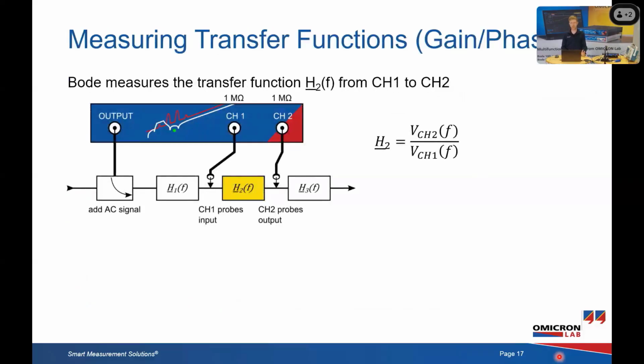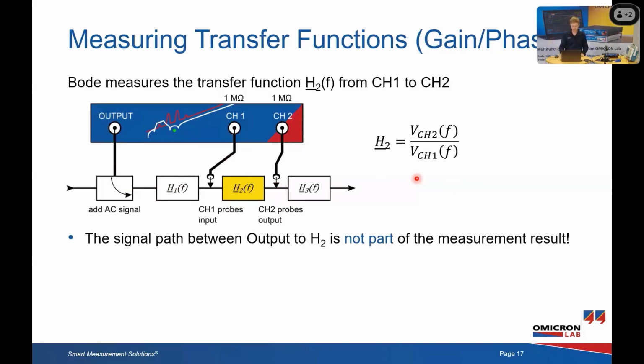Now, how does that measurement of a transfer function really work? That's quite easy. We have our Bode analyzer that generates a sine wave. We somehow inject that sine wave into the system. It runs through the system, and then let's assume we want to measure the transfer function H2 here. Then we connect channel 1 at the input of H2 and channel 2 at the output of H2. And the analyzer will do the complex division of voltage at channel 2 divided by voltage at channel 1 over frequency, and that gives us the complex gain, and that's the transfer function, which is defined as output voltage over input voltage.